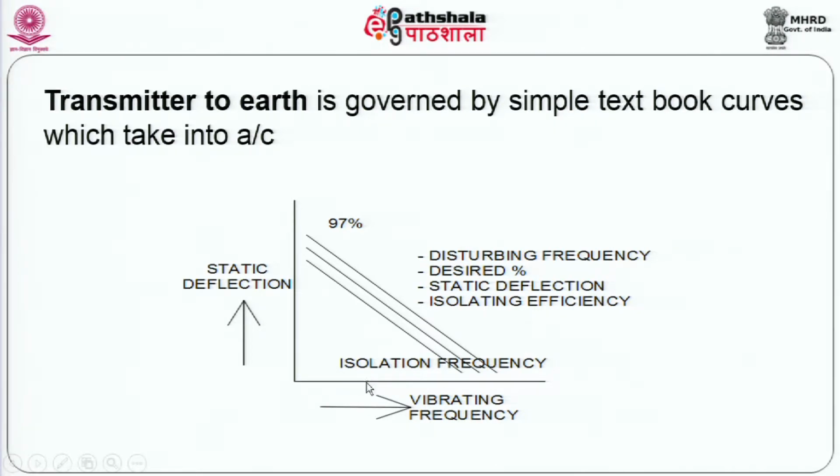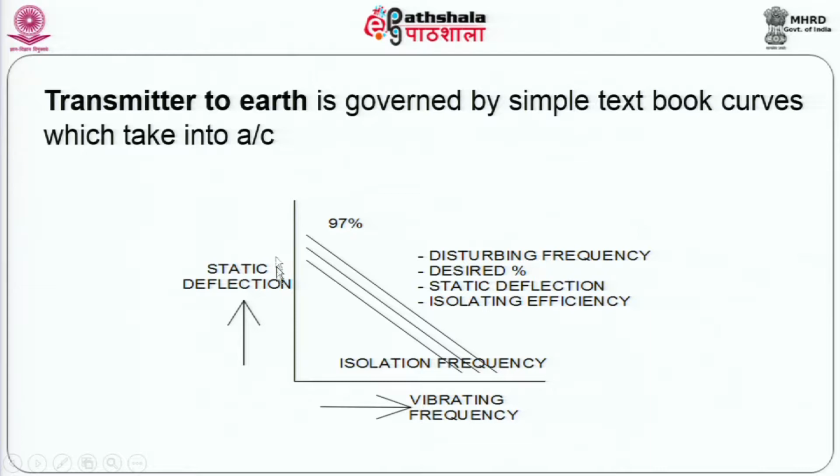What is required is to plot that point here and go up to the curve you have selected. Let us say it is not a garage, you are working on an office building where you want very good attenuation, 97%, even better. So, from here, from the disturbing frequency, one climbs up to the natural frequency level, and from here he goes across to establish what is going to be the static deflection required.